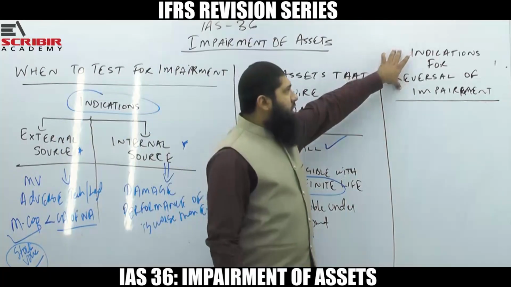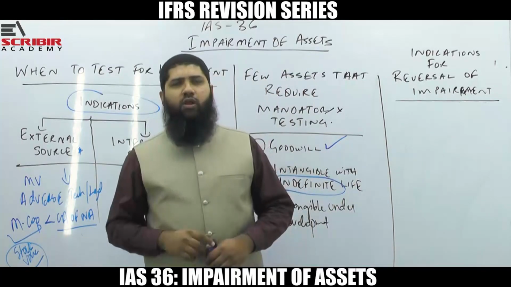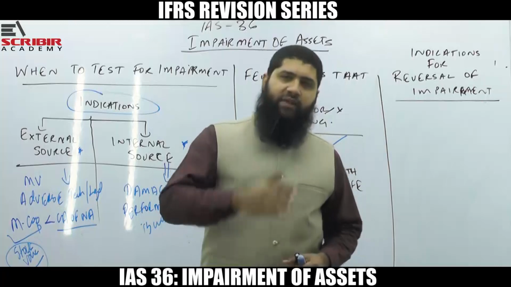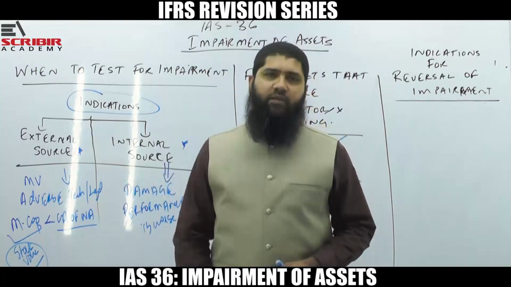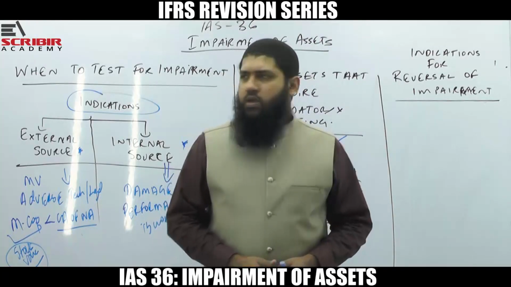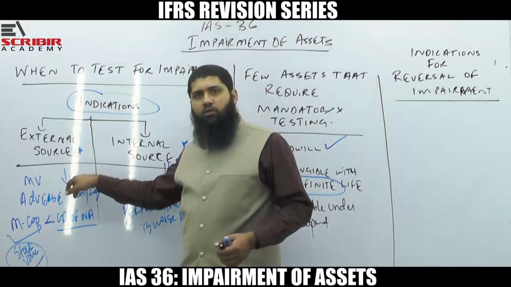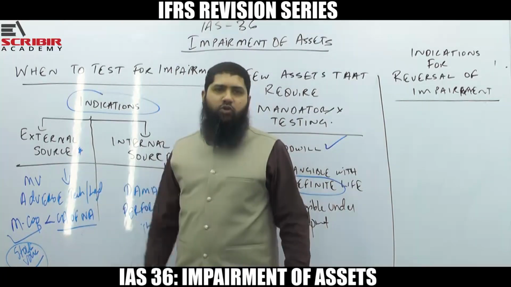There is something which is called indication for reversal of impairment. What is this concept? Let me have a quick recall of this concept. There were circumstances that indicated to us that the impairment has taken place. So again, there could be a reversal of these circumstances. The market value of the asset went down. Again, there could be some change in the environment and the market value can go up.